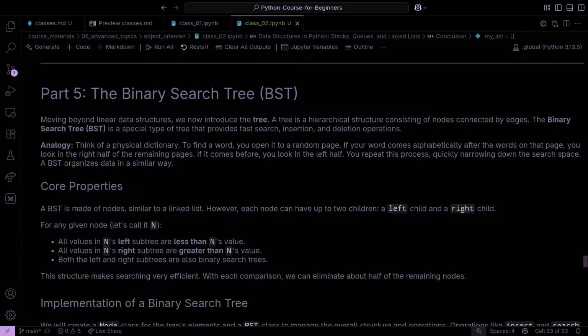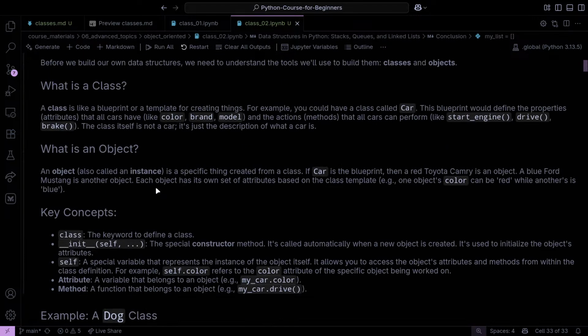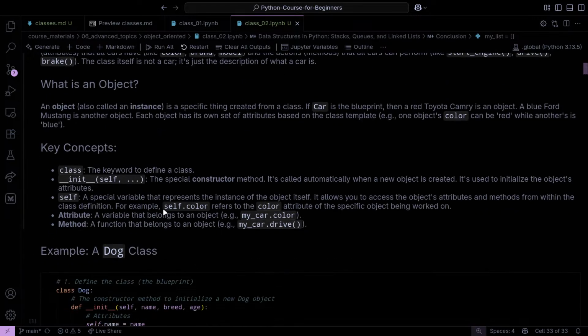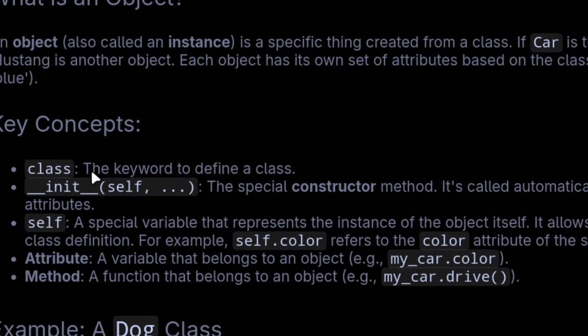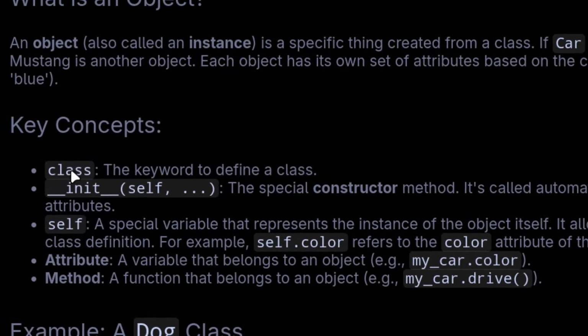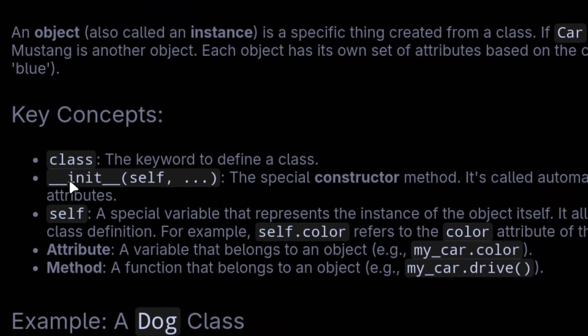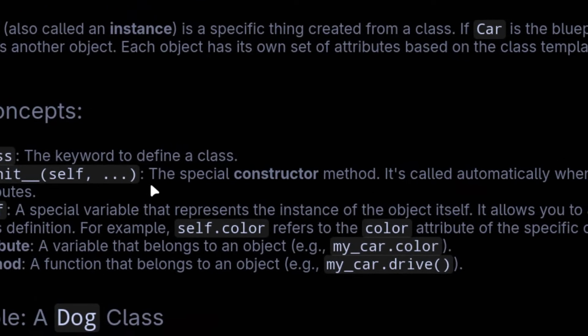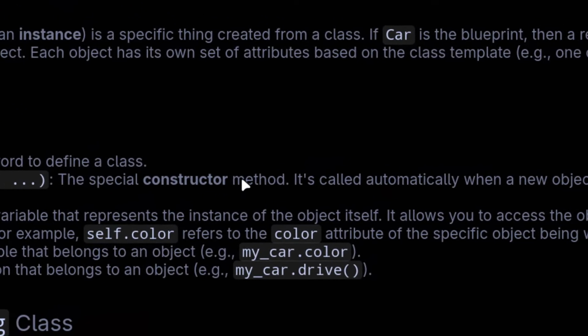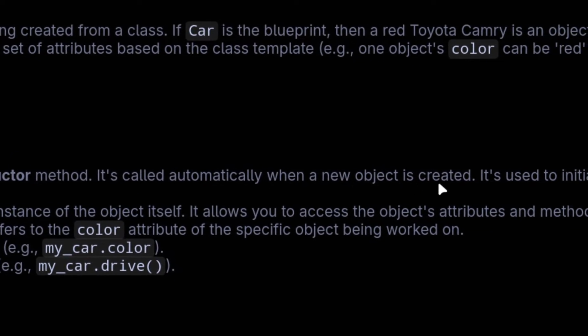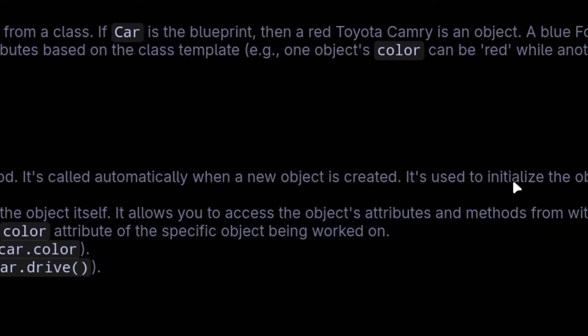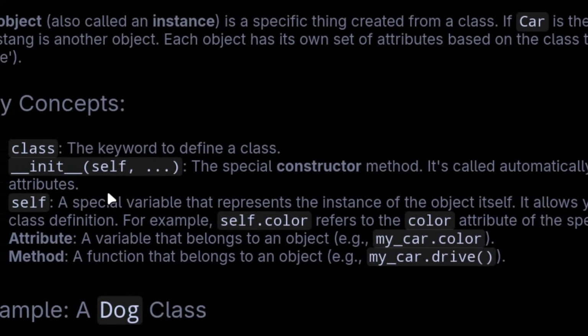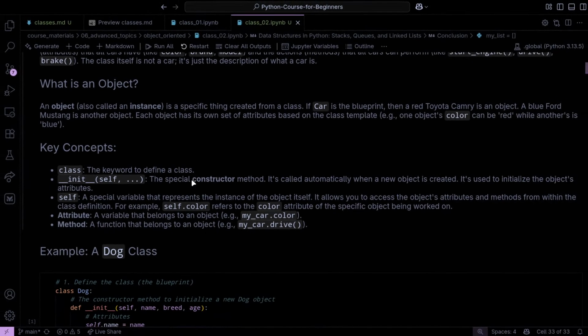Now let's go back. If that part is clear, then understand that class in Python can be used as a keyword. Then you will see this init thing. This is a special constructor method. It's called automatically when a new object is created. It's used to initialize the object's attributes. Now what does it actually mean?